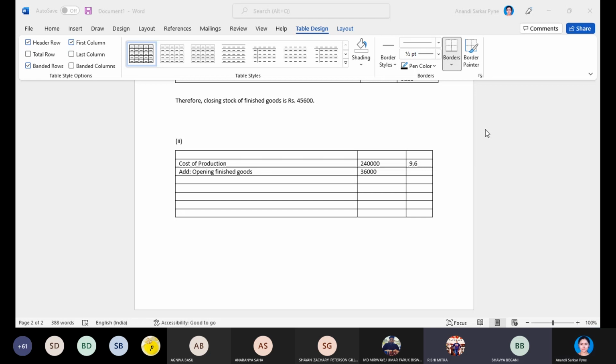So 36,000 by 4,000 is coming 9 rupees. Yes, 9 rupees. Yes, ma'am. Now we will be deducting, suppose that is your, what is the amount? No, it's 2,76,000, no?